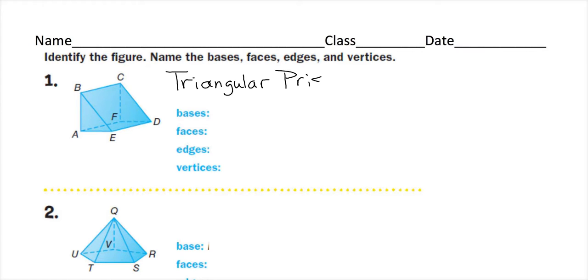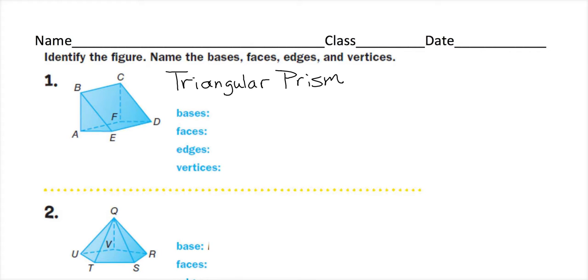This is a triangular prism. Again, why is it a prism? Because it has rectangular sides, and the bottoms are triangles. You always name it by the base. Now we're going to name the bases. In this case, it would be the two triangles.